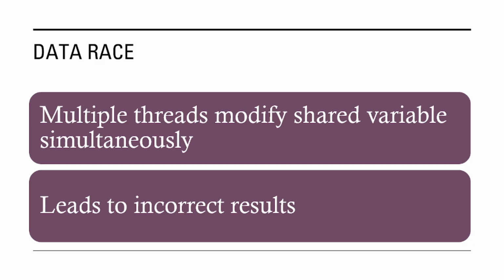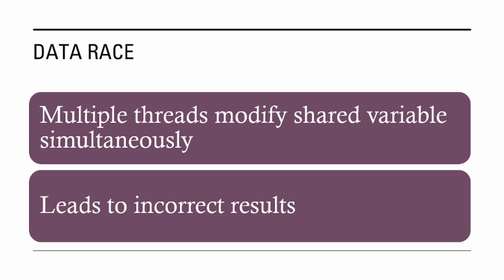So now let us understand about the data race and what we mean by this data race. A data race happens when two or more threads simultaneously access a shared variable, and at least one of them modifies it without proper synchronization. Because the thread execution order is unpredictable, the final result becomes inconsistent and unreliable. So let us understand why the data race occurs.